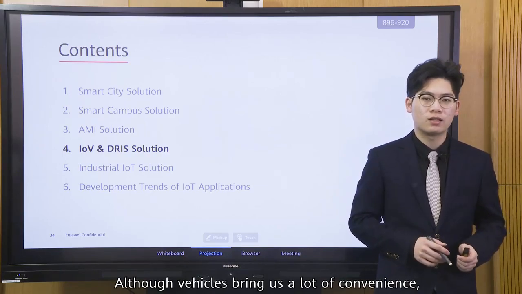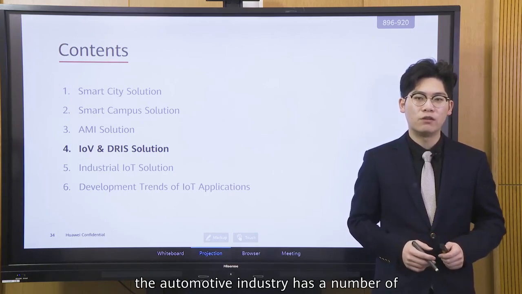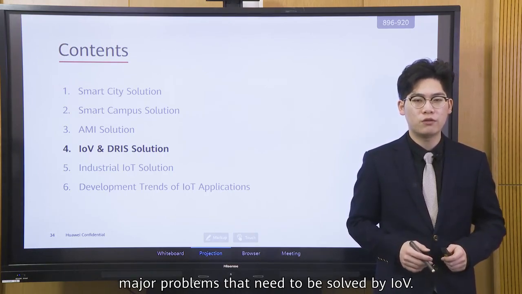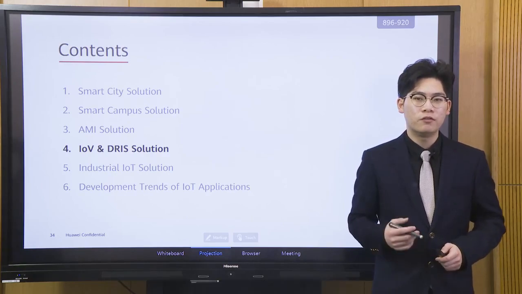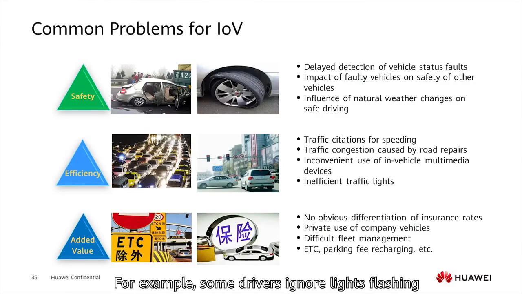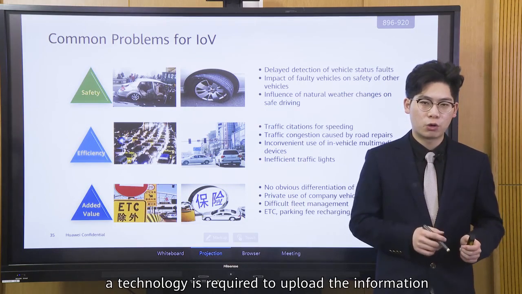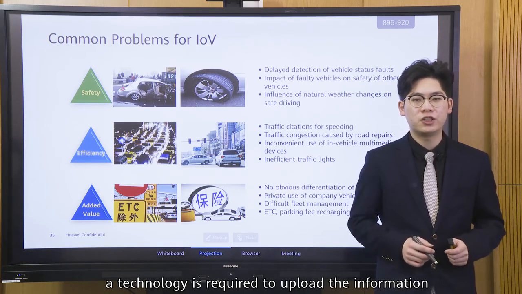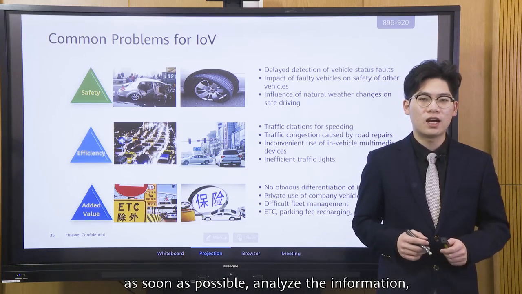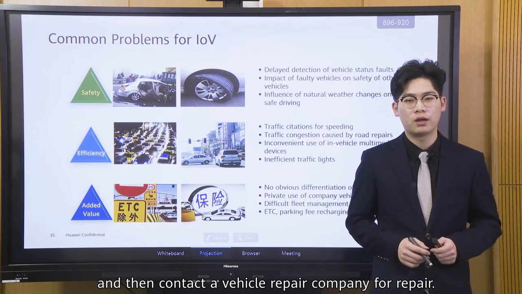Although vehicles bring us a lot of convenience, the automotive industry has a number of major problems that need to be solved by IoV. First, it has safety problems. These are very common. For example, some drivers ignore lights flashing on their dashboards, disregarding the risks. In this case, a technology is required to upload the information as soon as possible, analyze the information, and then contact a vehicle repair company for repair.